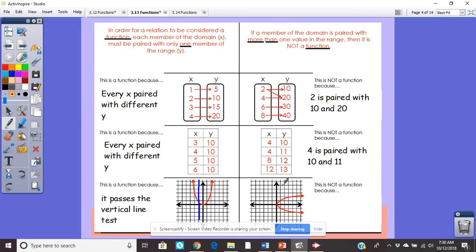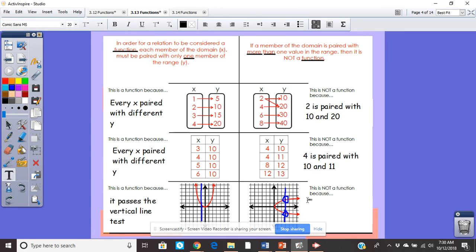If we look at this next graph here and draw a vertical line up and down from top to bottom, you can see that it touches the graph in two different places. So this graph is not a function because it does not pass the vertical line test.